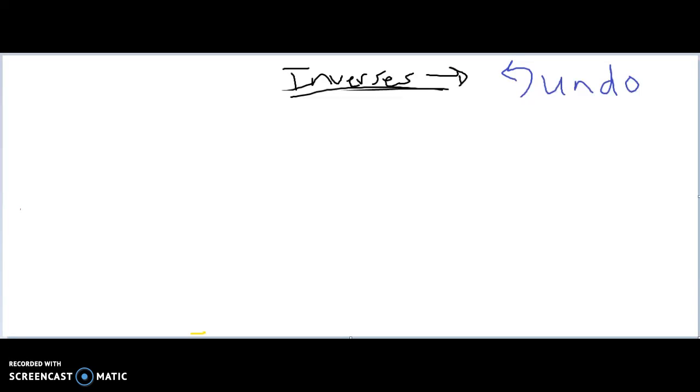Hi everybody! Today we're going to talk about inverses. Now when you think about inverses, you can think of them like the little blue arrow at the top of your screen, the undo arrow. You press it and whatever you've just done becomes undone. And that's what inverses do.